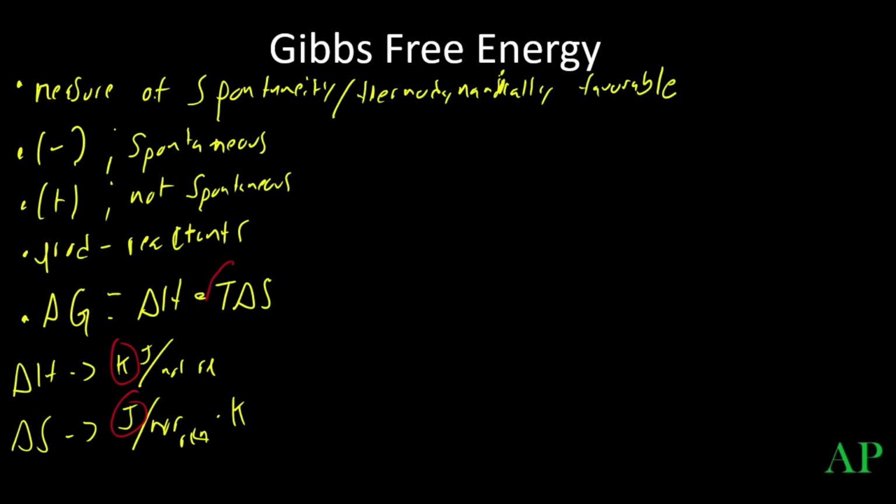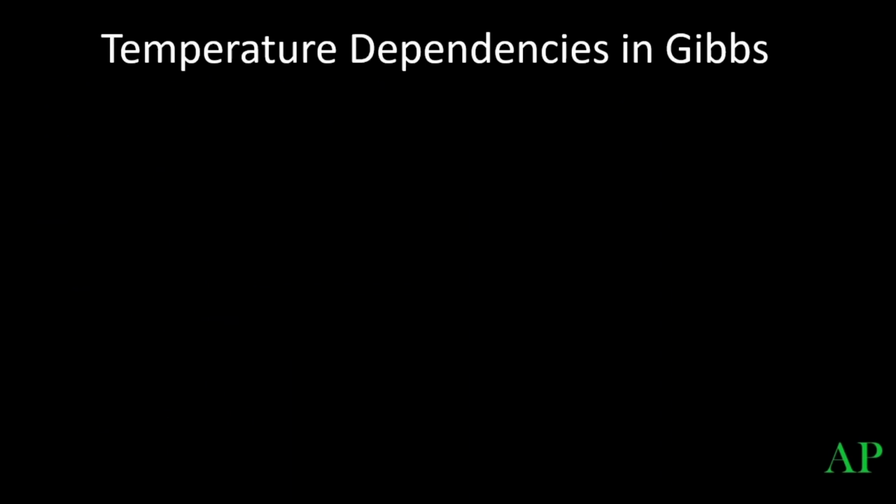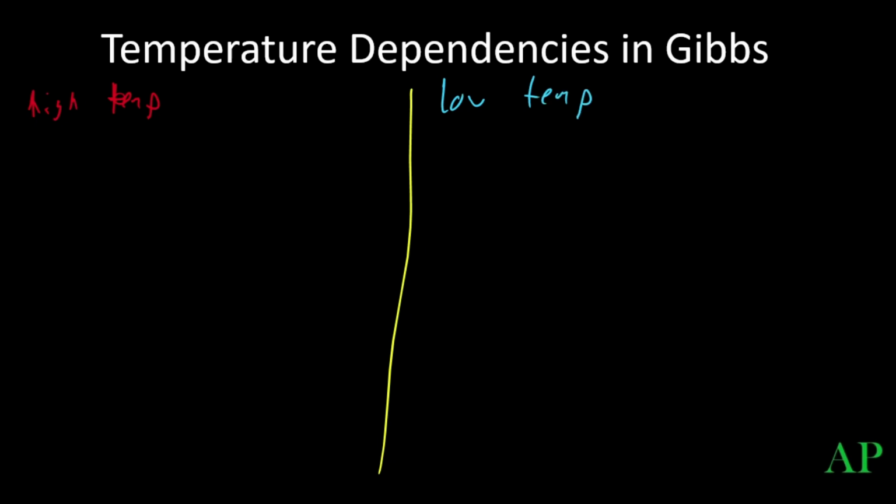But what about this temperature term? How does that affect things? We have to analyze the temperature dependencies for Gibbs free energies. Given high temperatures, certain things are going to happen. Given low temperatures, other things will happen. Let's rewrite our formula for Gibbs. It's delta H minus T delta S. Here we have the same thing.